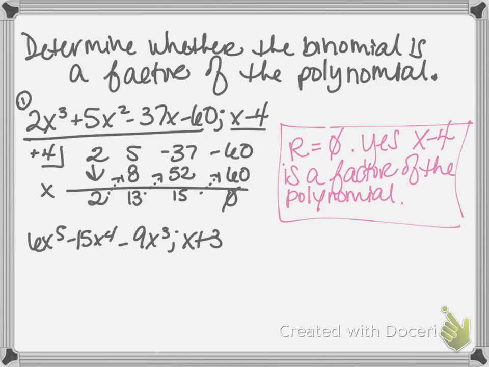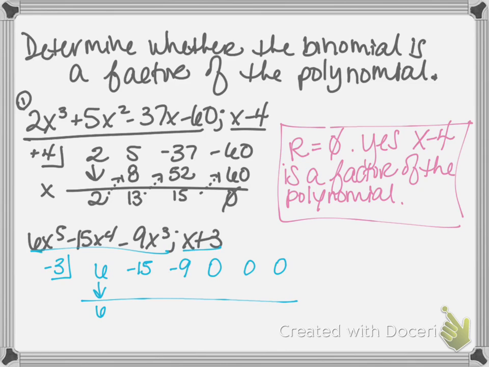So the next one is the same idea. Again, at the very beginning, we're going to take our binomial and flip it. So it was positive, now it's going to be negative. Take our coefficients from our polynomial, and this time we're going to need placeholders. So we have 6 in the x to the 5th position, negative 15 in x to the 4th, negative 9 in x to the 3rd, and then after that, we have zeros for x squared, x, and the constant. It's really important that you have those placeholders, otherwise you're not going to have accurate information.